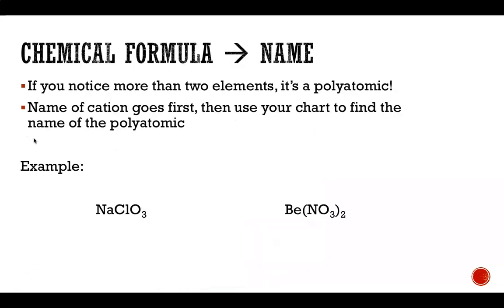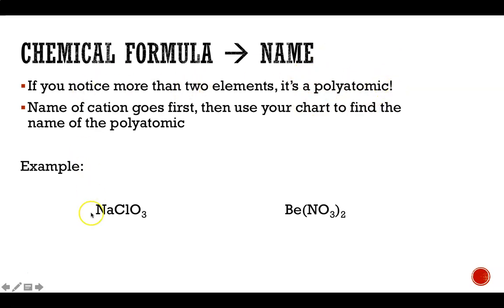Okay, so we'll go from chemical formula to name to start with. The first thing you should always notice is that if you have more than just 2 elements, you're dealing with a polyatomic. So if we look at this first example here, we've got sodium, we've got chlorine, and we've got oxygen. We've got 3 elements in here. So as soon as there's more than 2, we know that we have a polyatomic in here.